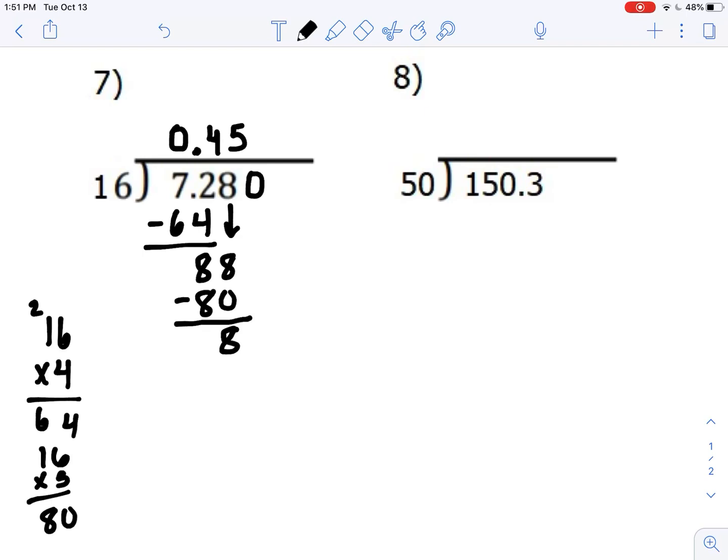I'm going to add a 0 here and bring it down. And 16 goes into 80 5 times exactly. And we have no remainder, so we can stop dividing. So 455 thousandths.